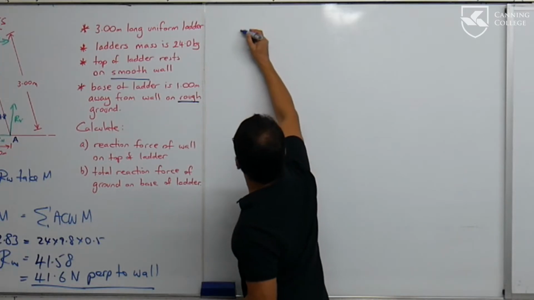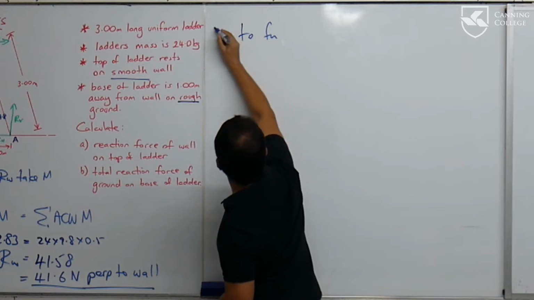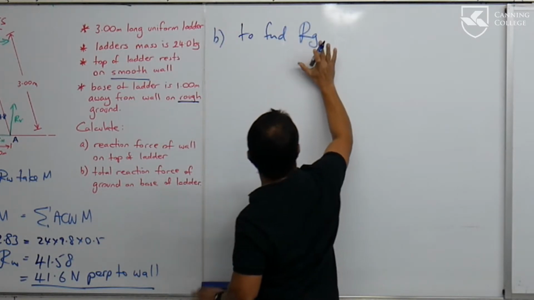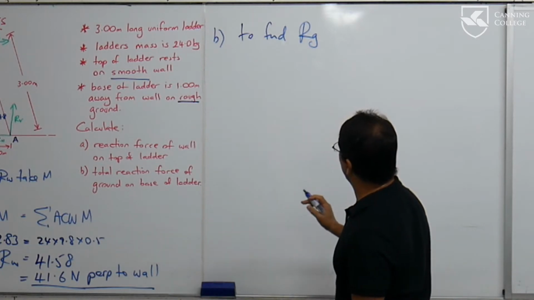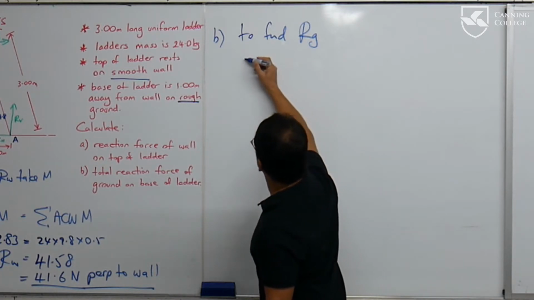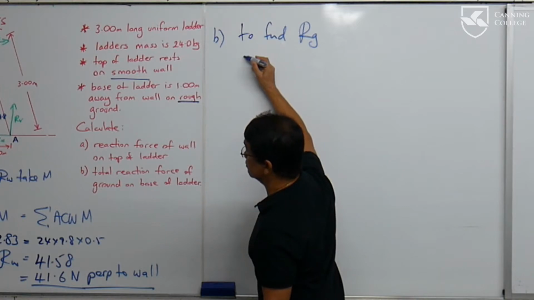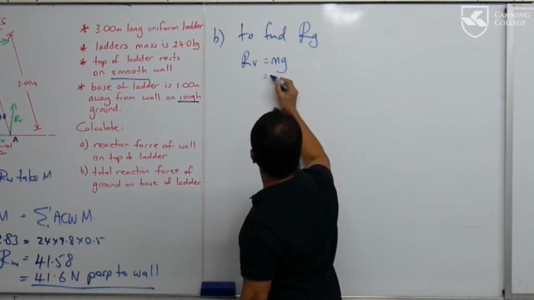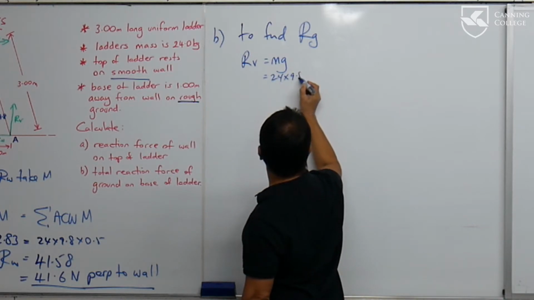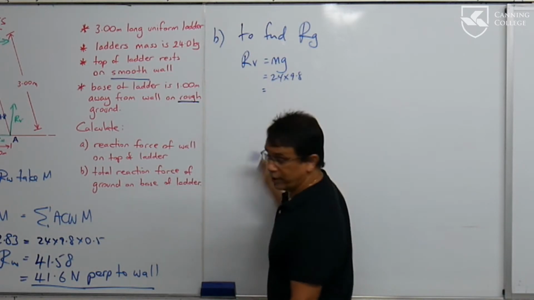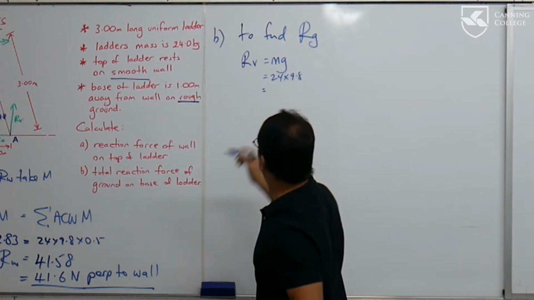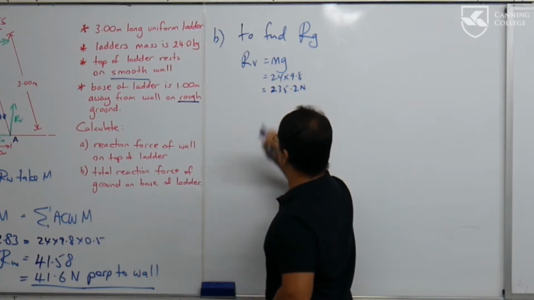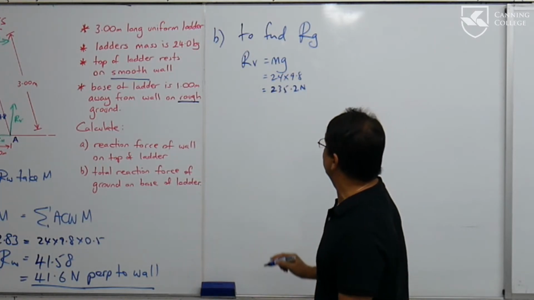Okay, let's put that on the board. This is part B, to find Rg, the total reaction force of the ground on the base of the ladder. We can say that Rv must be equal to mg, which is equal to 24 times 9.8, which I have worked out to be 235.2 newtons. I'm not going to underline that because that's not my final answer.